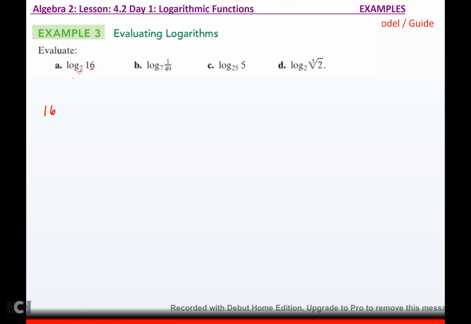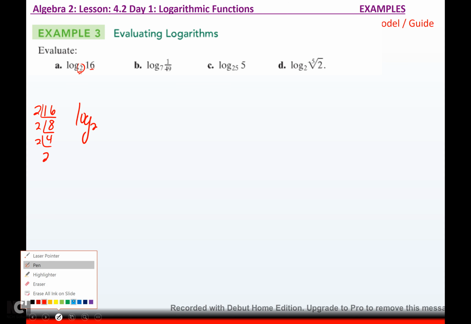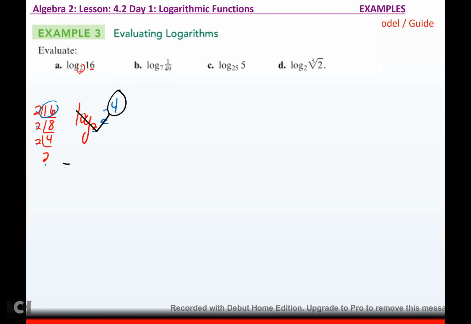So I want to break 16 down by 2s. If I break 16 down by 2, that's 8, by 2 is 4, by 2 is 2. So I'm not changing anything except for the 16. The 16 I'm going to rewrite as 2 to the 4th, because 1, 2, 3, 4 2's multiplied together make 16. And now do you see they match? Once those match, they cancel each other out, and my answer is 4.